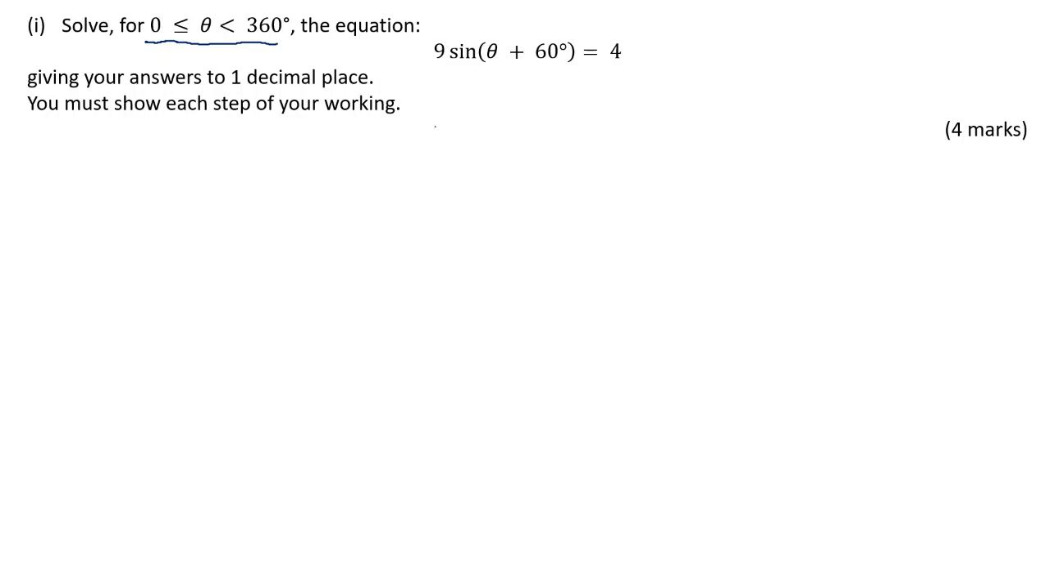Now the first thing we want to do is to rearrange that so we get sine of theta plus 60. To get from this to this, I've divided by 9, so I do 4 divided by 9. Now, what is super important here? We can't subtract 60 from both sides because this plus 60 is part of the function. So what we're going to do instead is the inverse sine of 4 over 9.